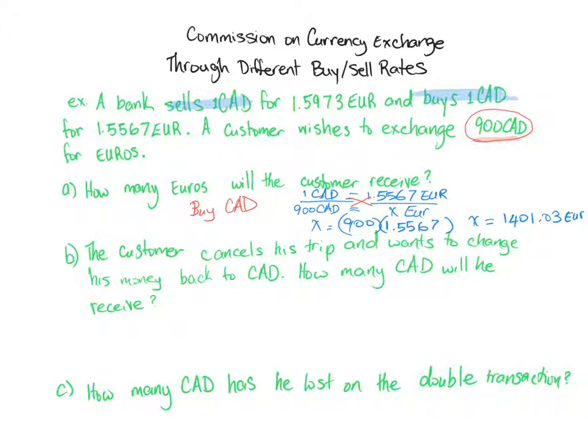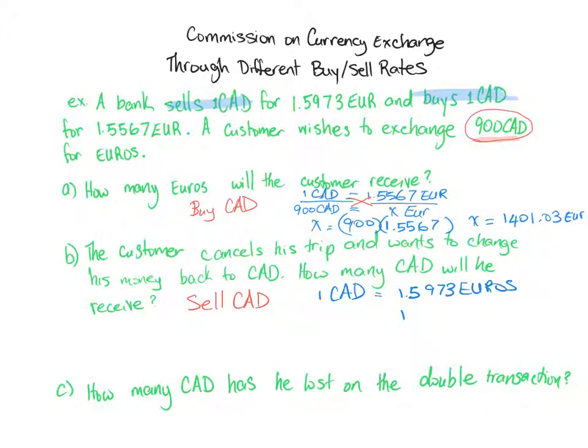So he goes back to the bank and he says, okay, bank, I want Canadian dollars. Remember, Canadian dollars is the thing being bought and sold. So the guy wants Canadian dollars, and the bank is going to sell the Canadian dollars to him. So now we're going to use the sell exchange rate: $1 Canadian for 1.5973 euros.